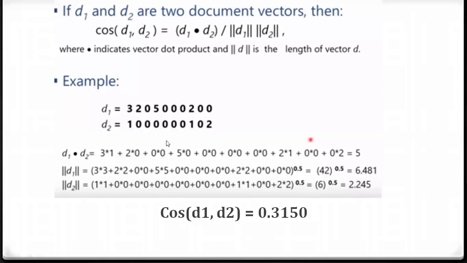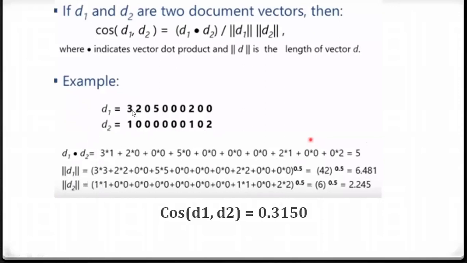It's actually a multi-dimensional space. Your point D1 looks like this, and point D2 looks like this. So you're multiplying D1 into D2: 3 into 1 plus 2 into 0 plus 0 into 0 plus 5 into 0 plus 0 into 0 plus 0 into 0 plus 0 into 0 plus 2 into 1 plus 0 into 0 plus 0 into 2. When you compute this, you'll get 5.